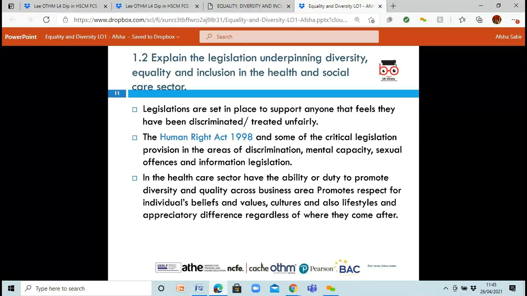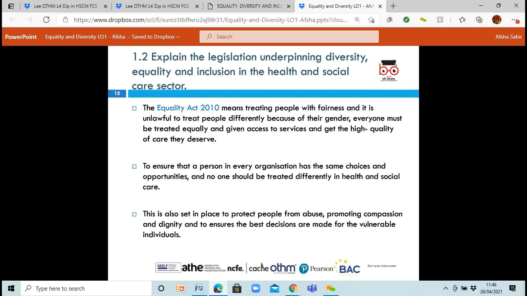So we've got the Human Rights Act of 98, and this is a critical legislation. So it has provision in the areas of discrimination, mental capacity, sexual offences, and information legislation. In the health sector, you need to have the ability and the duty to promote diversity and quality across your whole area. So just to make sure that you're respecting individuals' beliefs and values and cultures and lifestyles. It doesn't really matter where they're from, what they're doing. You just need to try and respect their needs and differences.